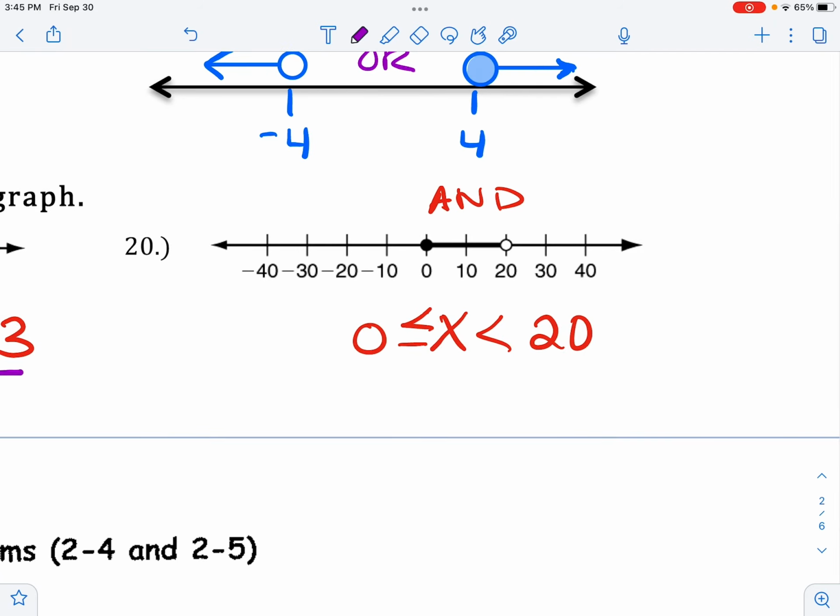On this one, it's an and situation. We know it's and, so instead we write an x to represent the center because we know x can be greater than or equal to 0 or less than 20. That little window of 0 to 19.